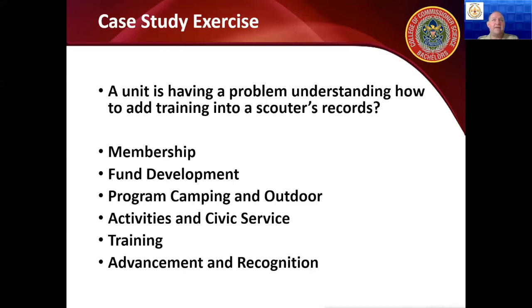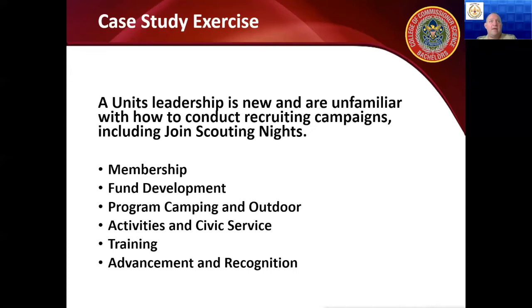Let's see. The unit's leadership is new and unfamiliar with how to conduct recruiting campaigns, including Join Scouting nights. Where do you think they should go first? What should we link them to if we're going to a committee for that type of information?